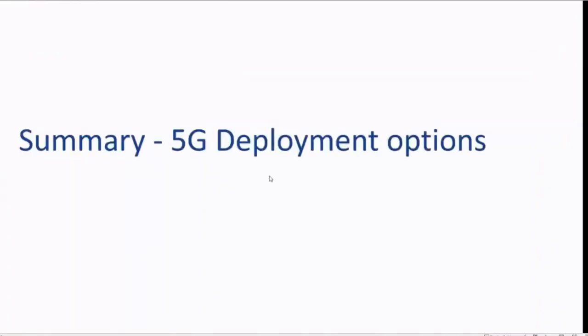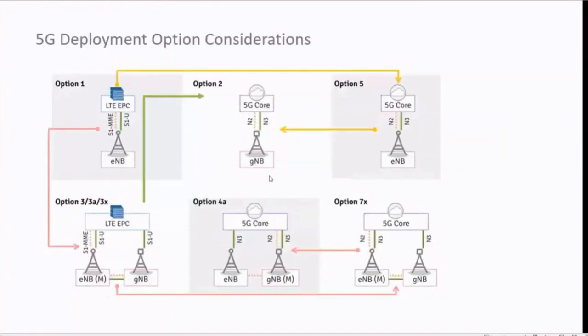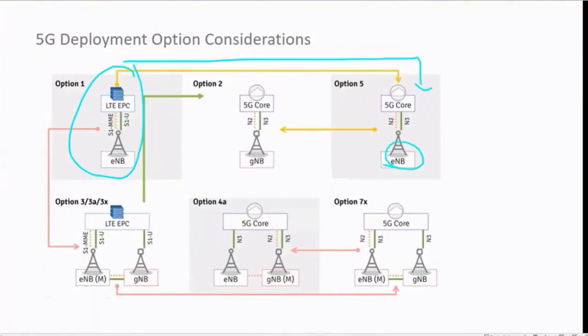Okay, so let's have a summary of these 5G deployment options. Guys, we have seen various deployment options in case of 5G, and these are some of the possible paths to get to where you want to go eventually, which is usually the 5G core. Right now we are at option 1. We can go to option 5 directly, use the 5G core, with no need to uninstall the E-NodeB. Or from option 1, we can go to option 2: just uninstall LTE, uninstall E-NodeB and use only the 5G core.